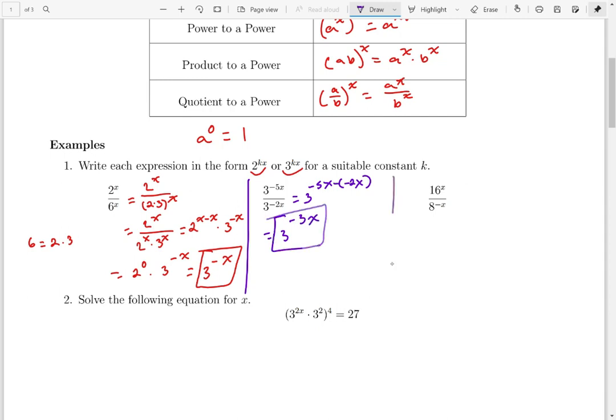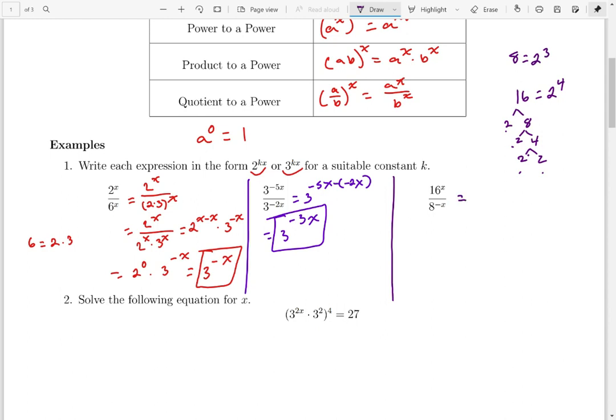And so we're done. Here we have 16 to the x divided by 8 to the negative x. Once again, I need to have matching bases, so there's nothing I can do at this moment. But if we consider that 16 via factor tree is really 2 times 8, which is 2 times 4, which is 2 times 2, I see that 16 is 2 to the 4th, and 8 is actually 2 cubed.